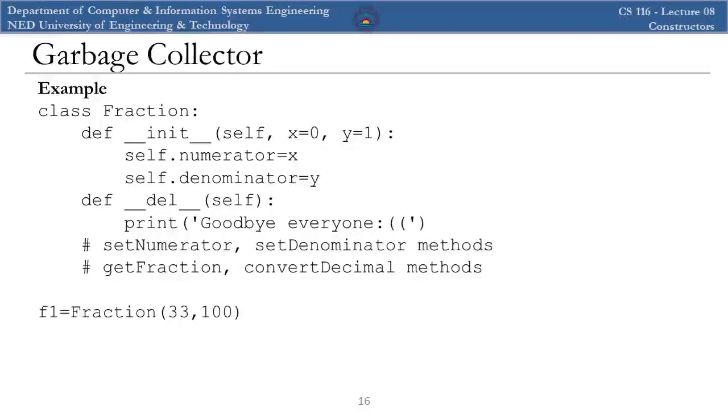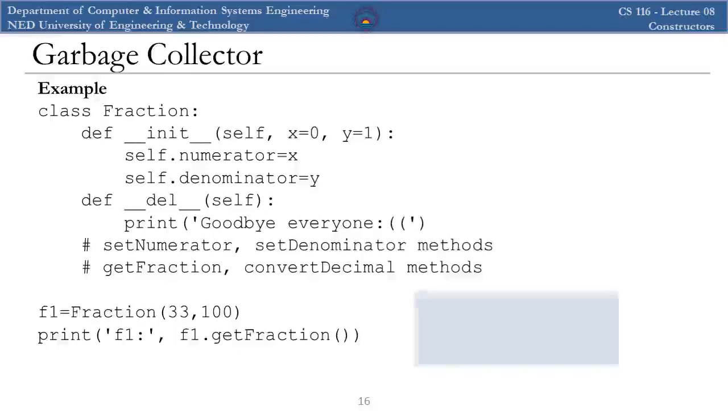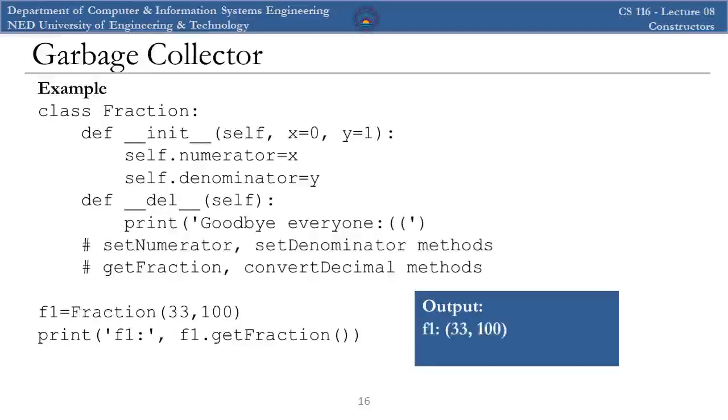Okay, I have instantiated first object f1 with 33 and 100. 33 is the numerator, 100 is the denominator. Let's print this on screen. We already know this, right? Now let me delete this object. If I execute this statement del f1, here del is a keyword, and this will destroy this object f1, and whenever an object is destroyed, that dunder method __del__ is called.